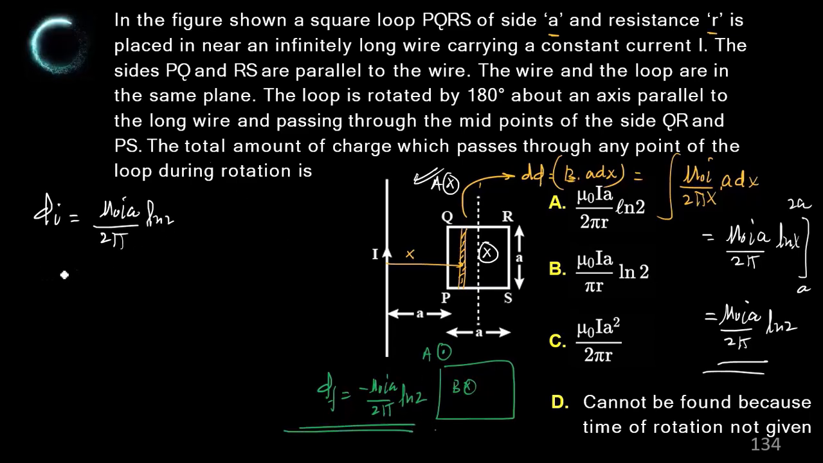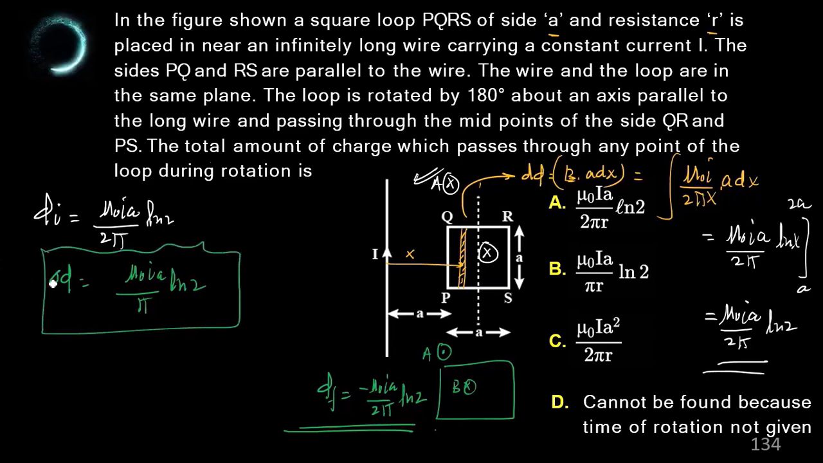So what is the total change in flux? Δφ should be equal to final minus initial. So ultimately it becomes μ0 I A by π into ln 2. This is the total flux change. And correspondingly, what is the charge flown? That equals Δφ by resistance, not radius, resistance. So ΔQ, the total charge flown, equals Δφ by small r. Dividing, we get μ0 I A by π r into ln 2, option B.